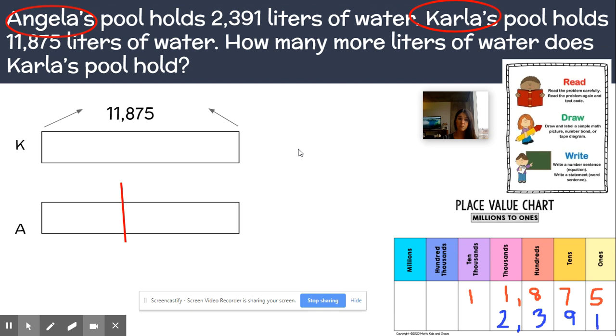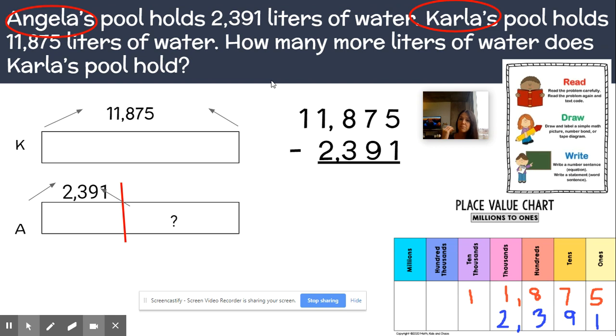So we're going to label the amount that Angela's holds. And Angela's holds 2,391. And there's why this part of this tape diagram is much smaller. So we're trying to find out, well, how many more liters of water does Carla's pool hold? This number is going to let us know. And how do we figure that out? How do we figure out what this number is if this is my total and this is my part?